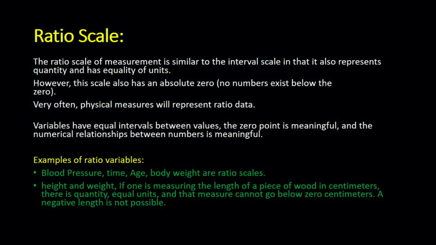Interval scale में 0 point exist नहीं करता, but ratio scale में 0 point exist करता है, वो हम अभी discuss करेंगे. And the numerical relationship between the numbers is meaningful. Examples की मैंने यहाँ पर quote किया blood pressure, time, age, body weight, और these are the ratio scales. इसकी second example मैंने लिखी है यहाँ पर height and weight. If one is measuring the length of a piece of wood in centimeters, there is a quantity which equally divides the units, and that measure cannot go below 0 centimeters. A negative length is not possible whenever you are going to measure these things.